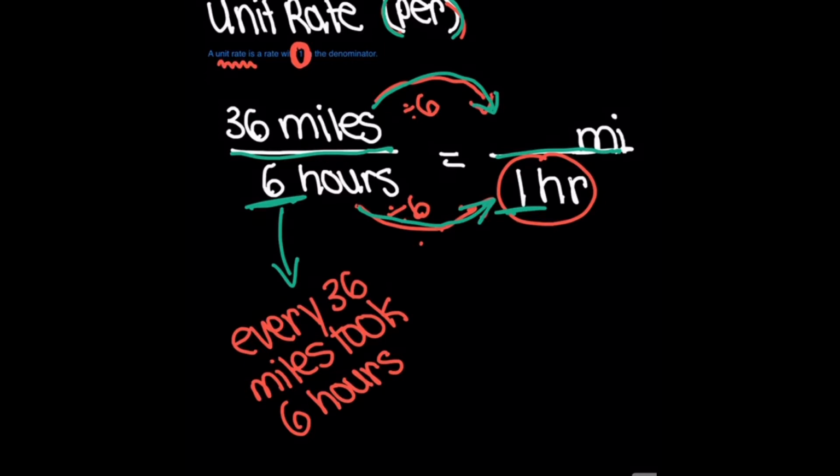Now, 36 divided by 6 is 6 miles. So it takes you 1 hour to drive 6 miles. Every 6 miles takes 1 hour. This is balanced, because if I multiply 1 by 6, I get 6 hours, and if I multiply 6 by 6, I get 36 miles. So each hour takes about 6 miles.